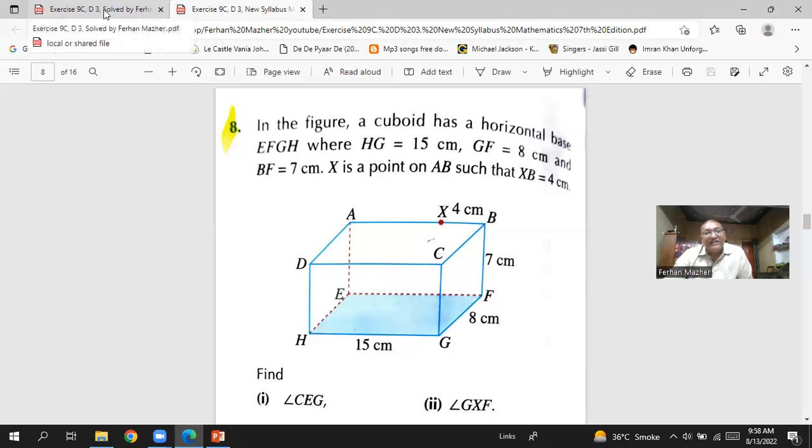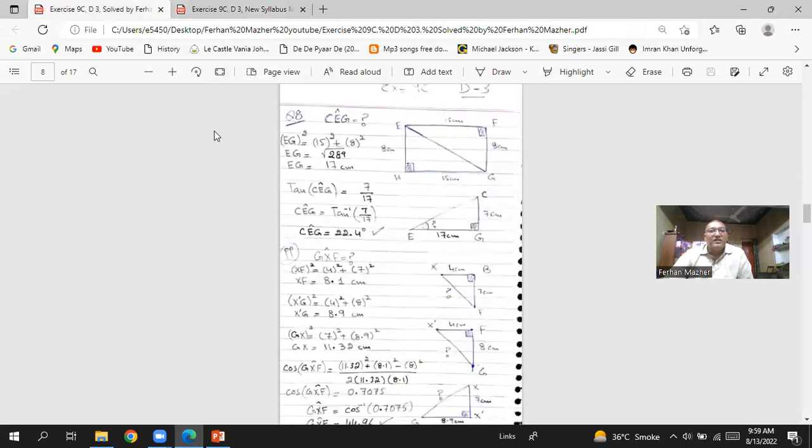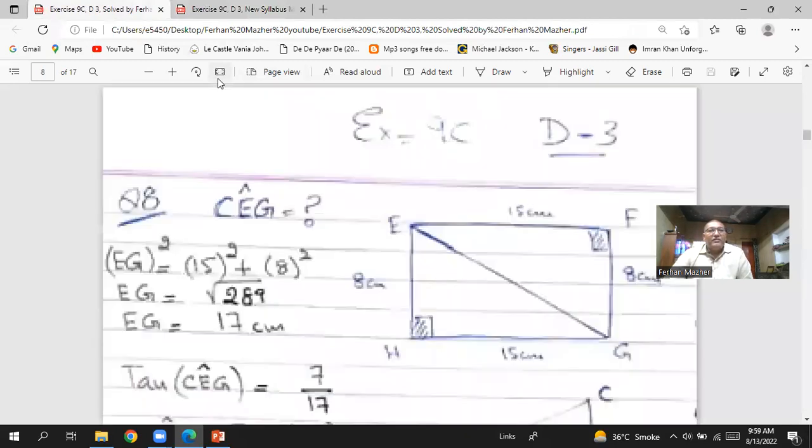So first of all, I will find that. So once I know the EG value and I know the CG value, then I can find that CEG angle. It's a 2-step calculation, so let me show you. So here we go.